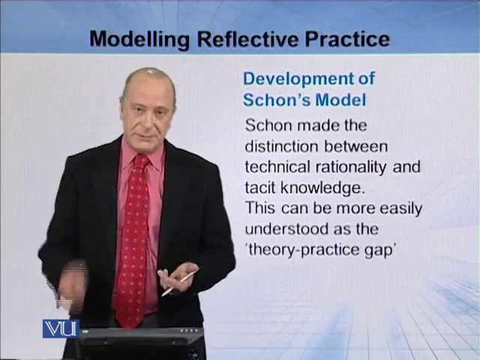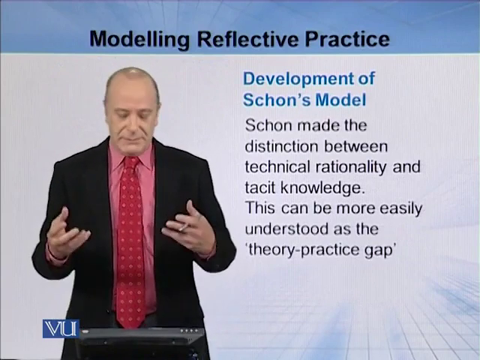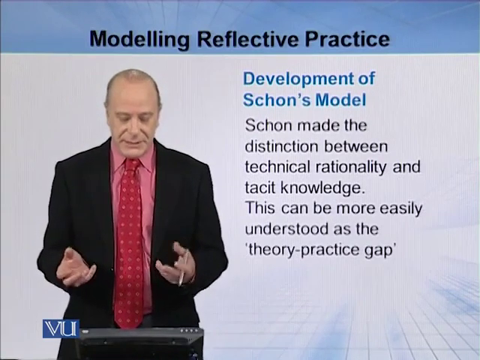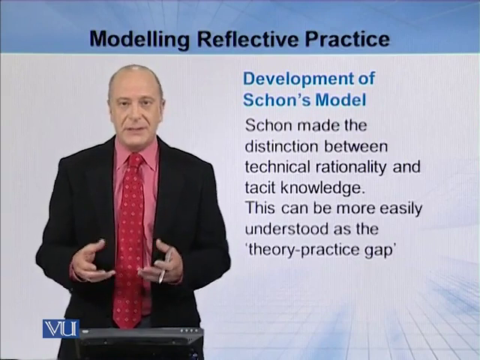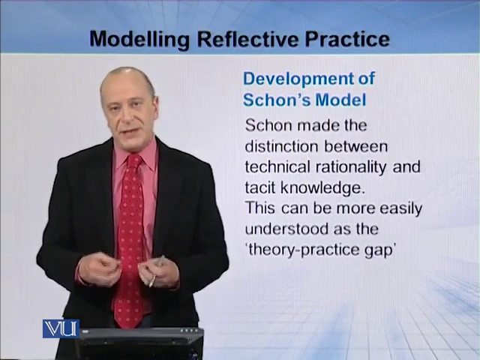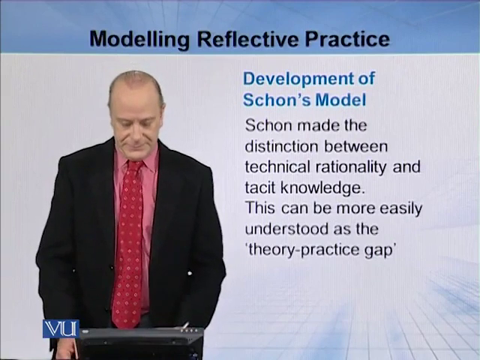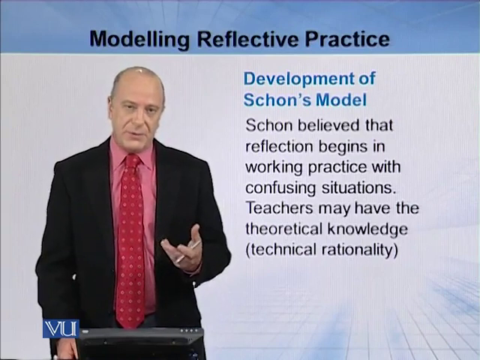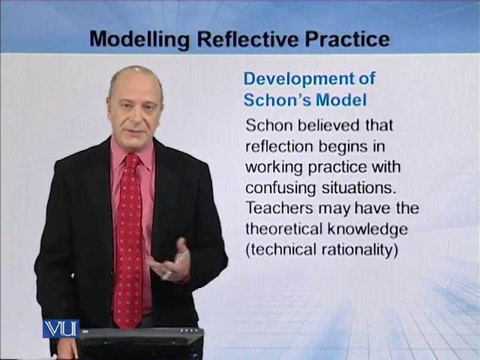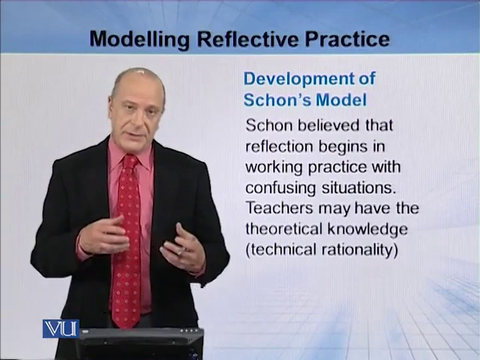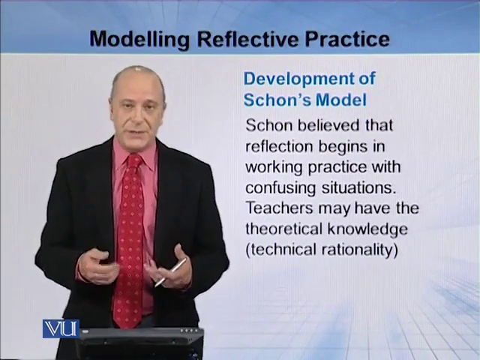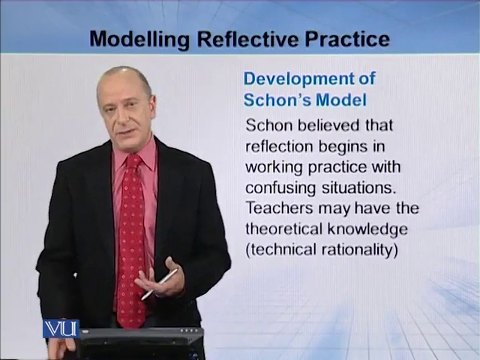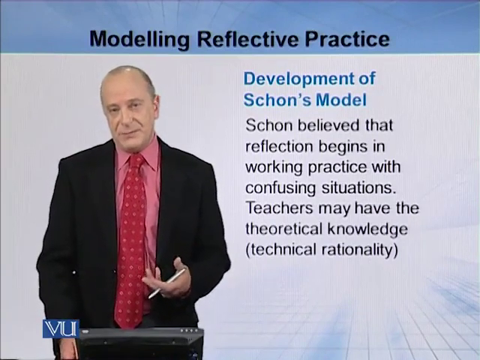Schoen made the distinction in this model between technical rationality, or in other words, the application of learned theory, with what he called tacit knowledge, or in other words, experiential learning gathered from the classroom. He believed that this was, in a sense, a theory-experience gap, because the theories that the teacher is trying to apply in the classroom may not generate the sort of outcomes that the teacher is expecting. In other words, a different experience.